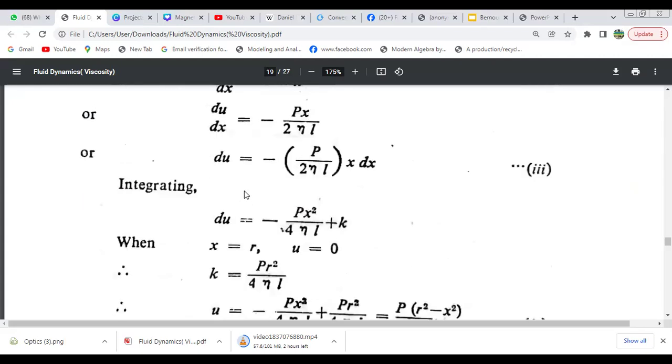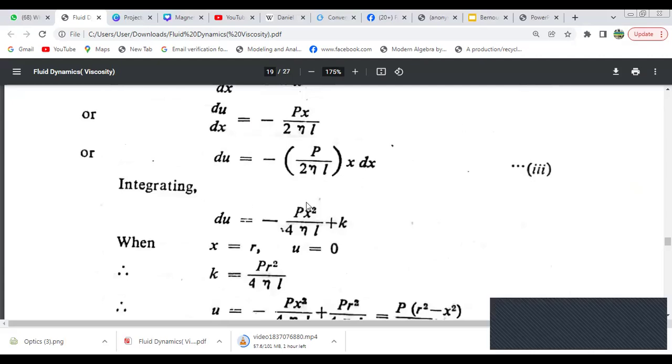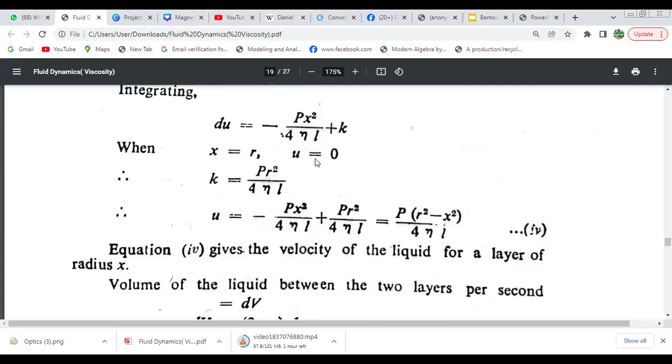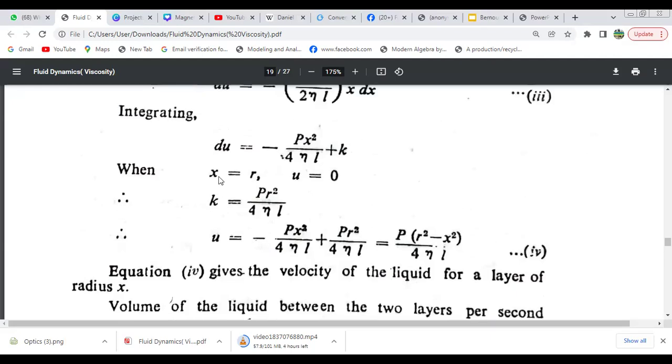Now integrating with respect to u and x, integrating on both sides, we get u equals to minus Px square divided by 4 eta L plus k. Here x square, 1 plus 1 divided by 1 plus 1, this is why half and half will be 1 by 4 eta L. So u equals to this, where k is the integral constant. Now when x equals to r, the radius, and u equals to what? Velocity will be 0. In that case, k equals to P r square by 4 eta L.